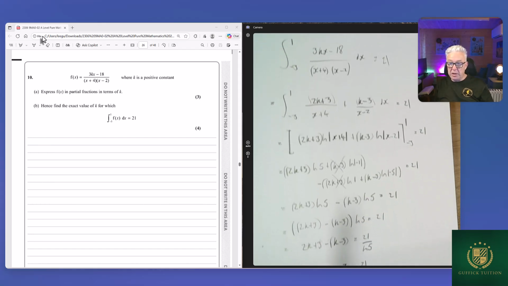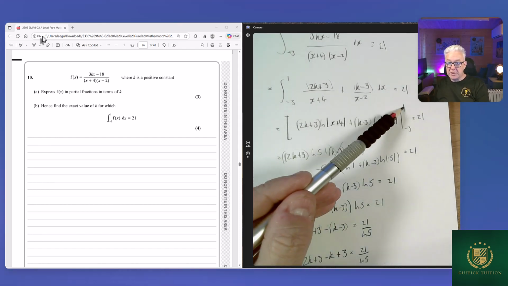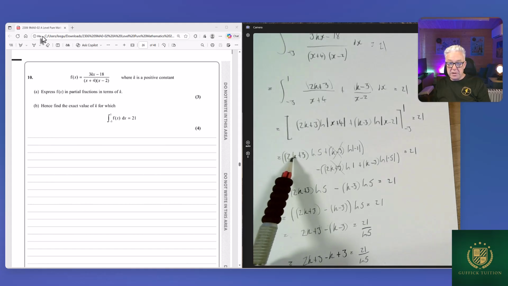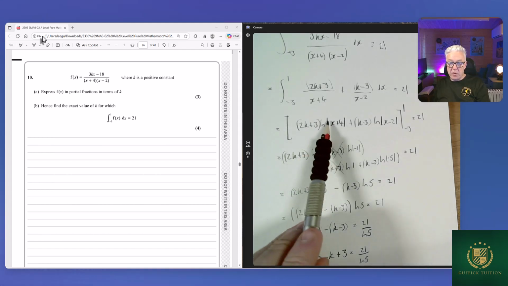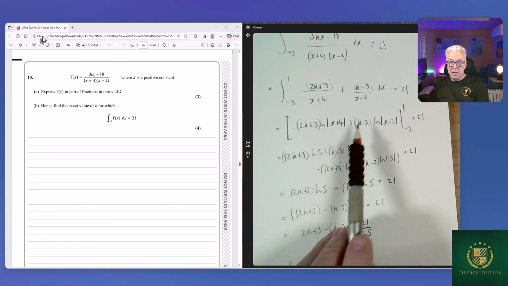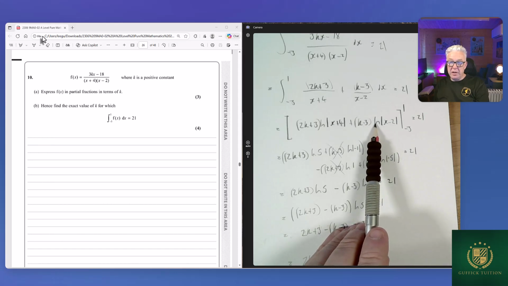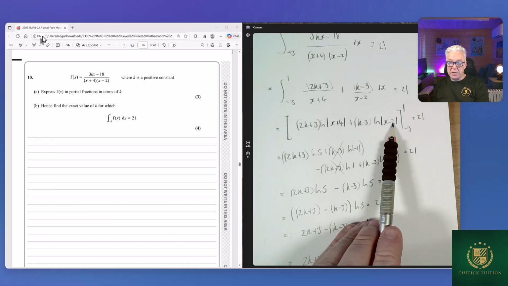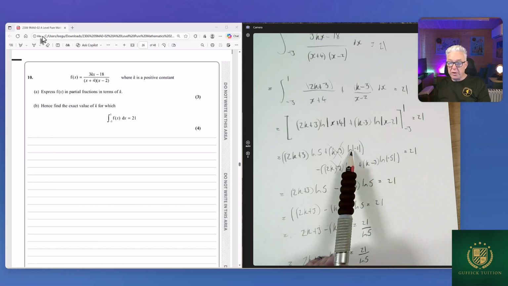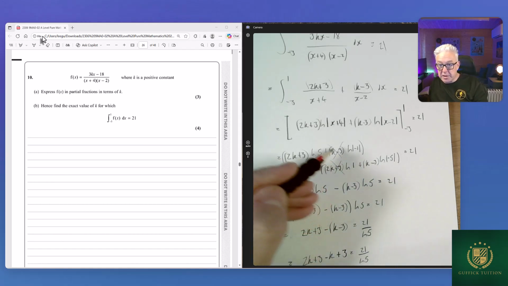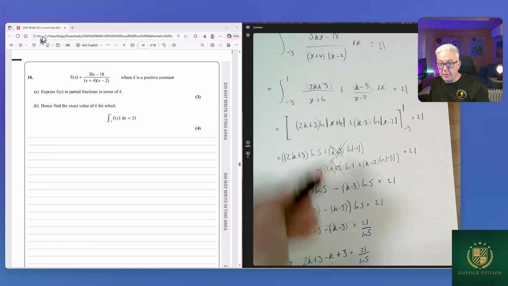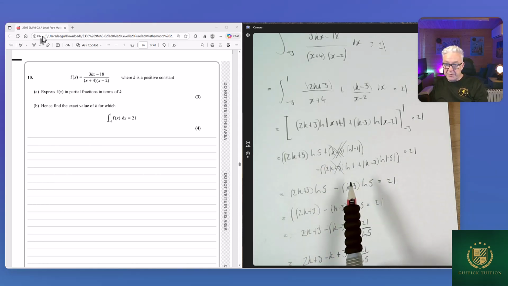So now it's time to put our limits in. Our upper limit is going to be 1. So we're going to have 2k add 3, and 1 add 4 gives ln 5, then k minus 3, and we're going to have ln of 1 minus 2. 1 minus 2 is minus 1. Now, the modulus of minus 1 is just 1, and ln of 1 is 0. So this term, in fact, is 0. It disappears. Okay, next bracket.